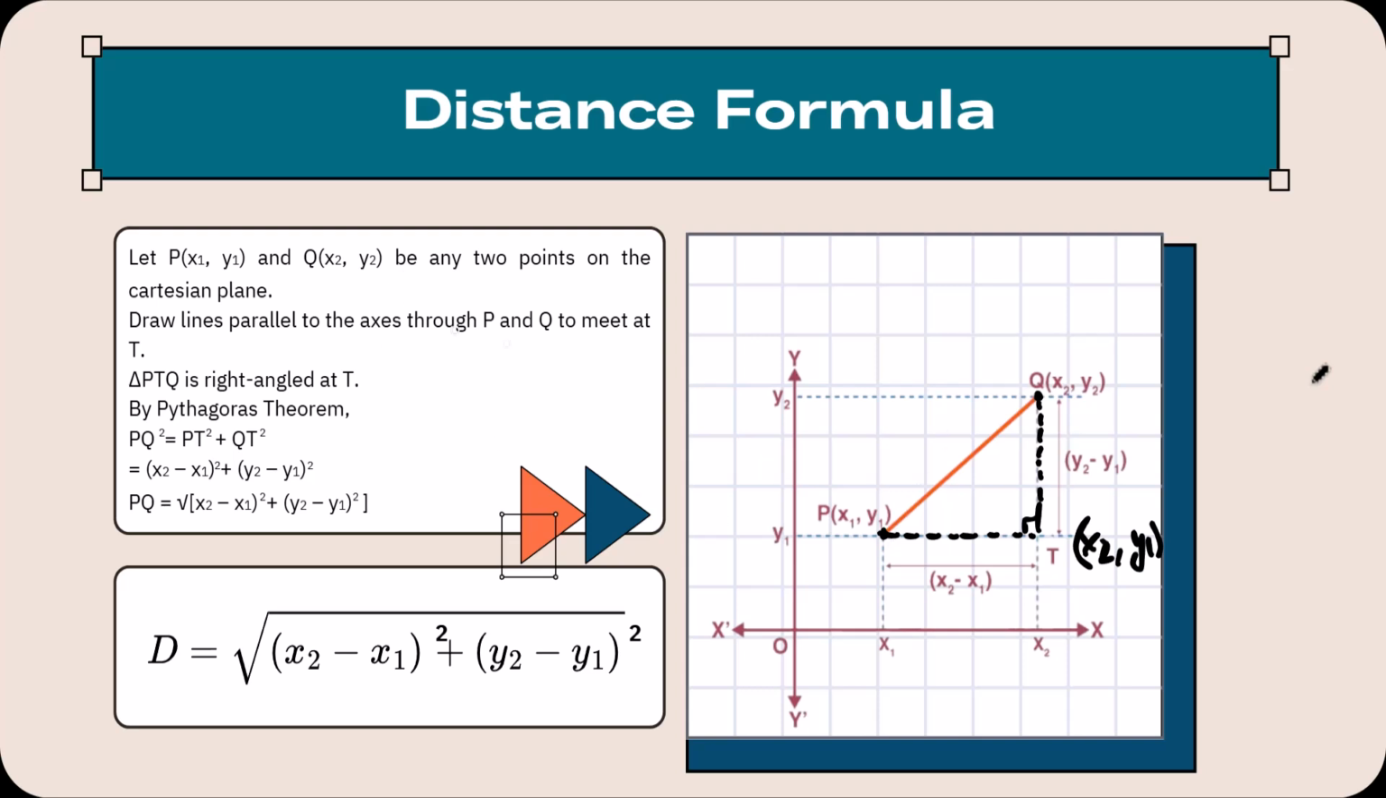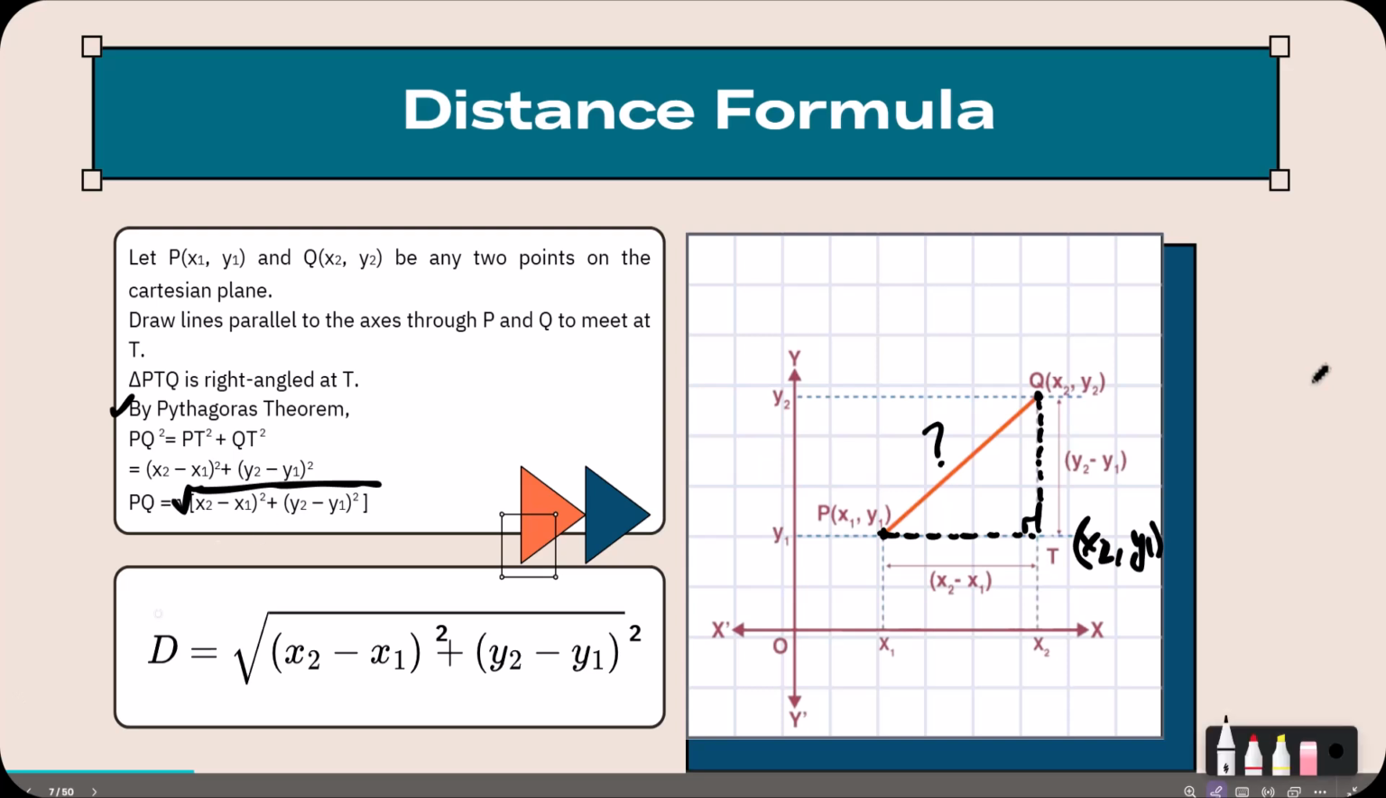Now let's look and find how do we find PQ. So we know PQT is a right angle triangle at T. So PQ square is equal to PT square plus QT square, Pythagoras theorem. So using Pythagoras theorem, we have x2 minus x1 the whole square, which is PT square, y2 minus y1 the whole square, which is QT square. So PQ is what? PQ is root of what? x2 minus x1 the whole square plus y2 minus y1 the whole square.